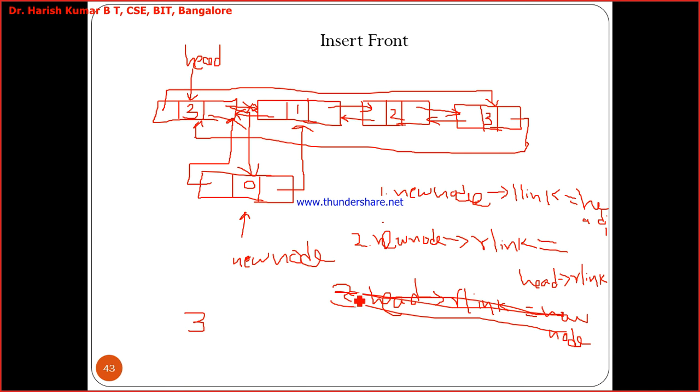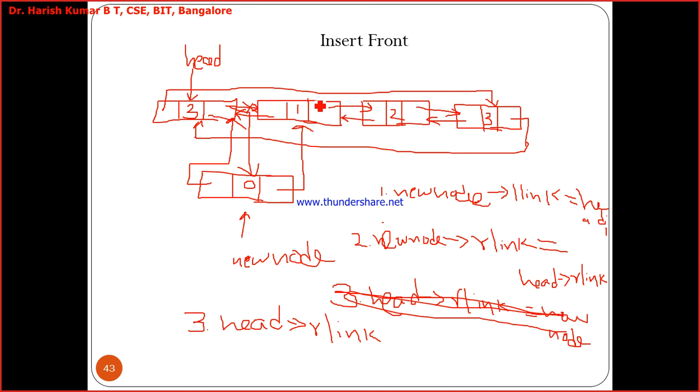Otherwise, if I do this step first, what will happen? In the right link of the header node, you'll get the address of new node, and that means you'll be permanently losing the address of this node. Okay, 3, what you have to do now? Now using this head, here you have the address of this node present. Head arrow, what link? R link. Head arrow R link is nothing but this node. Yes or no?